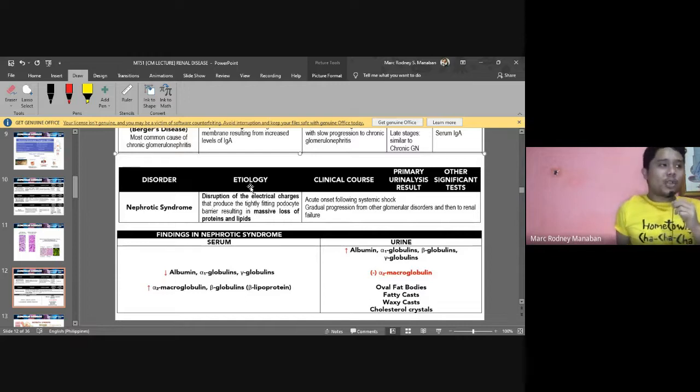All right? And of course, for the microscopic, as I mentioned, ito ng mga daghang fats. Oval fat bodies, fatty casts, fat globules, mga fat droplets, waxy casts, and also cholesterol crystals. Because again, these are all lipids. And as mentioned, again, there's mga case studies, mentioned gani, massive proteinuria, massive lipiduria, the appearance of the oval fat bodies, fatty casts, waxy casts, fat droplets, cholesterol crystals.